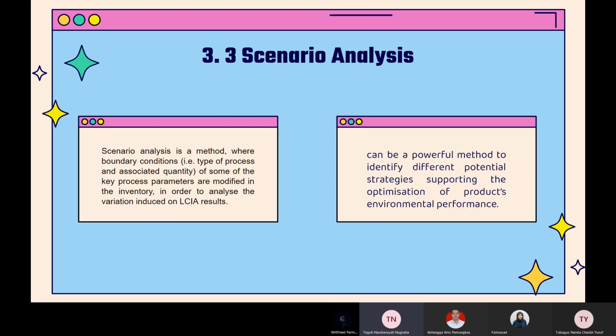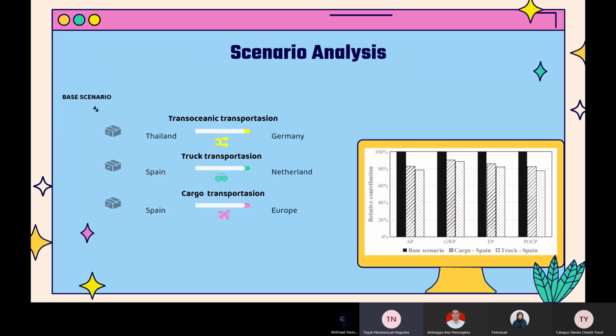Okay, now we are talking about scenario analysis. Scenario analysis is a method where binary conditions, which are the type of process and associated quantity of some of the key process parameters, are modified in the inventory in order to analyze the variation induced on the LCIA result. Scenario analysis can be a powerful method to identify different potential strategies supporting the optimization of products and environmental performance.